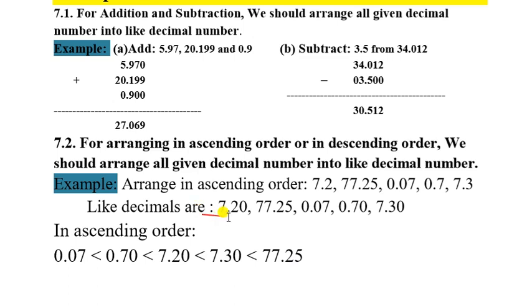See, I have converted 7.20, 77.25, 0.07, 0.70 and 7.30. Now I think easily you can arrange in ascending order as well as in descending order. So I have arranged here all the given decimal numbers in ascending order: 0.07, then 0.70, then 7.20, 7.30, 77.25. This is ascending order.